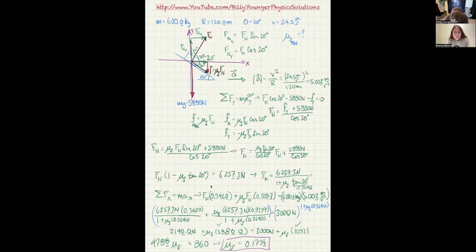If I check the y, I did get Fn times cosine 20 minus 5880, and then minus the friction force y component, which should be mu static friction normal times the sine of 20.